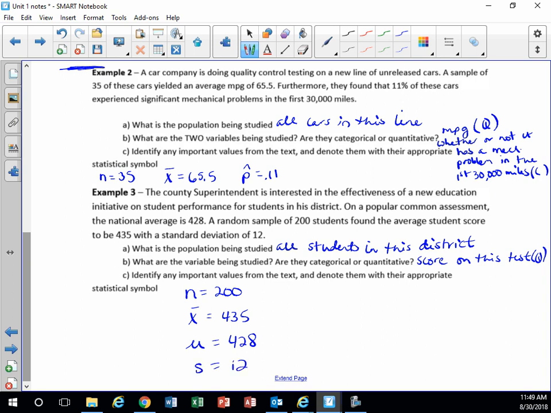We're okay with that? So paying attention, is this a statistic? Is it a parameter? What are we looking at here? Okay. All right. Well, let's keep moving.